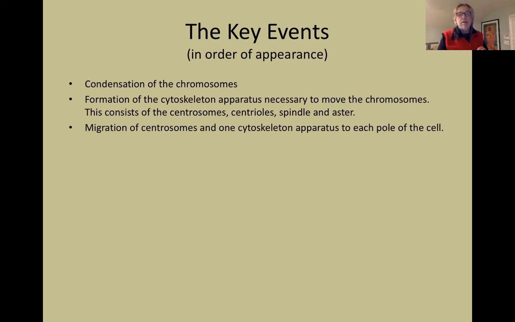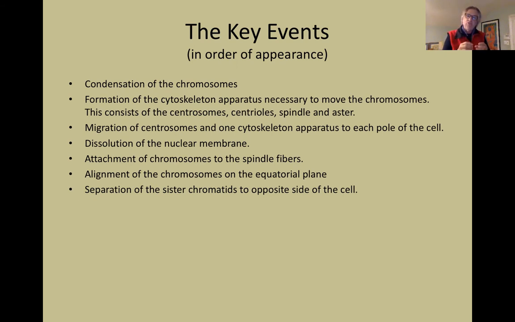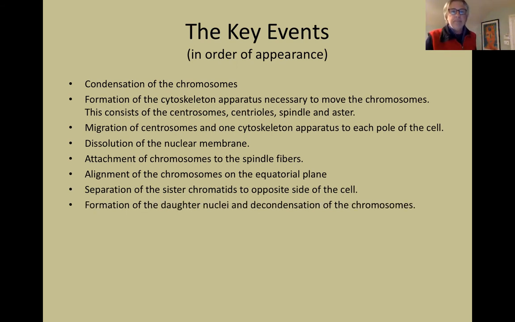Third is the migration of the centrosomes and cytoskeleton apparatus to each pole of the cell. Fourth is the dissolution, which means the dissolving of the nuclear membrane. Fifth is the attachment of chromosomes to the cytoskeleton spindle, and we'll see pictures of that in a second. Sixth is the alignment of all the chromosomes on the equator, on the equatorial plane of the cell. Seventh is the separation of the sister chromatids to opposite sides of the cell.